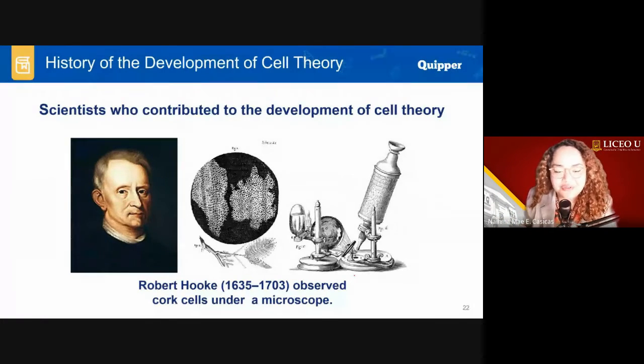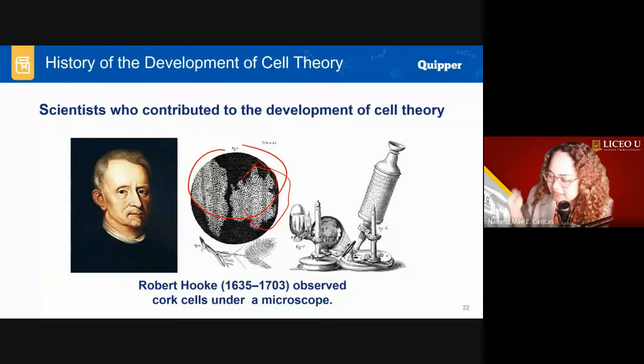So, Robert, look at this. Robert said, okay, I want to observe things too. One of the things he observed was a cork, the cover of a wine bottle. He was able to observe the cork under the microscope, and Robert Hooke made drawings of his observations. So this is what he observed.